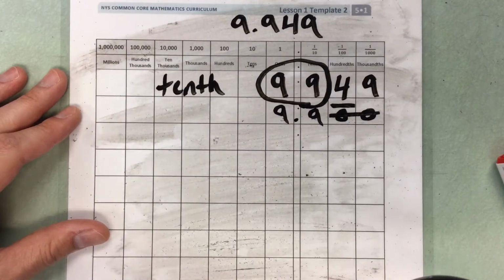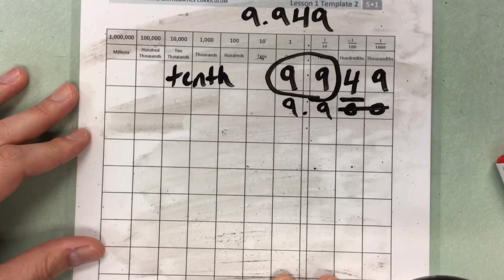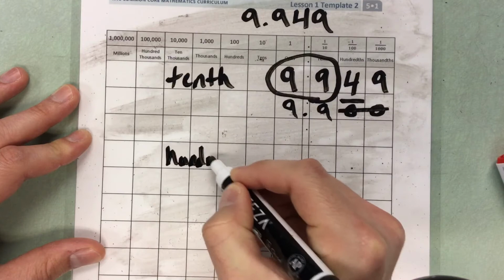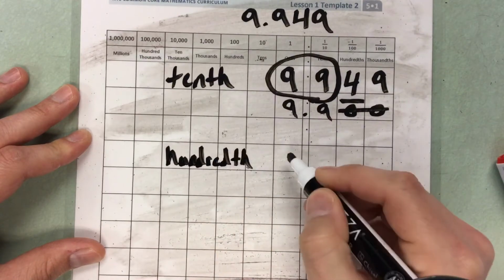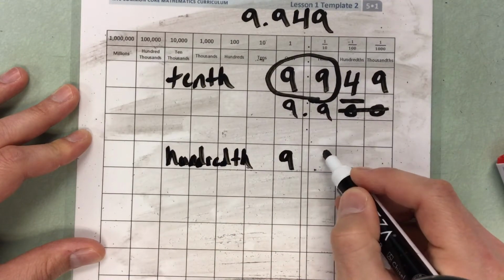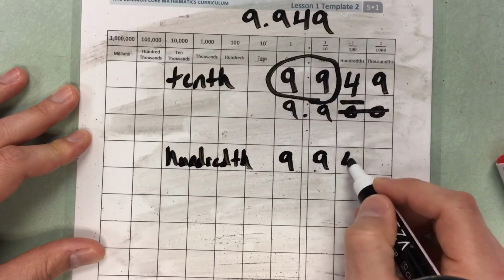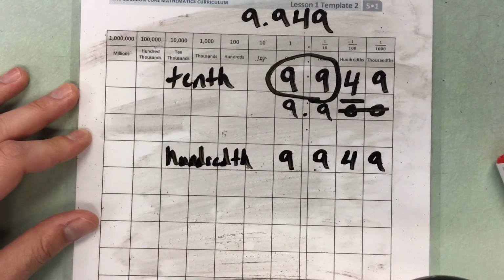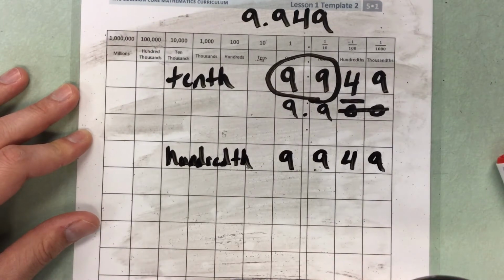So let's see what happens when we round to the nearest hundredth. So I'm going to keep my same number. This time I'm rounding to the nearest hundredth, and that is 9 and 9 tenths, 4 hundredths, 9 thousandths. Go ahead and pause this video and see if you can round to the nearest hundredth using this strategy.